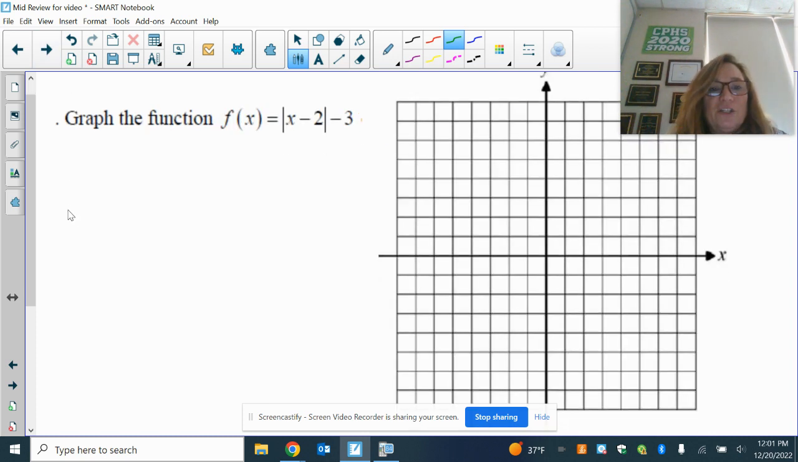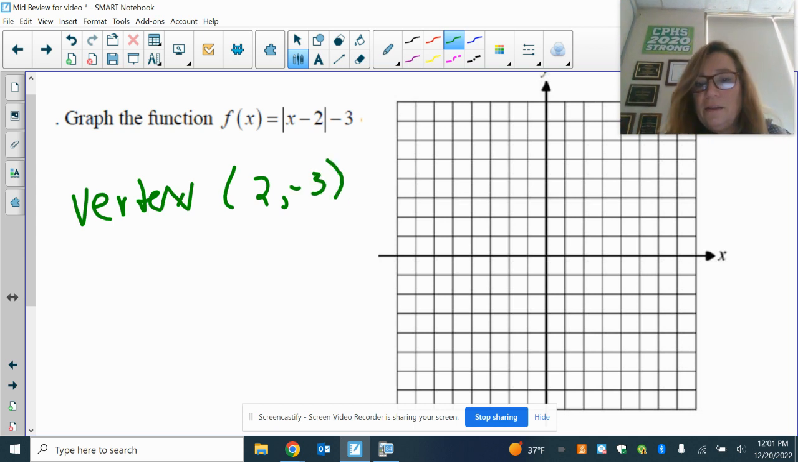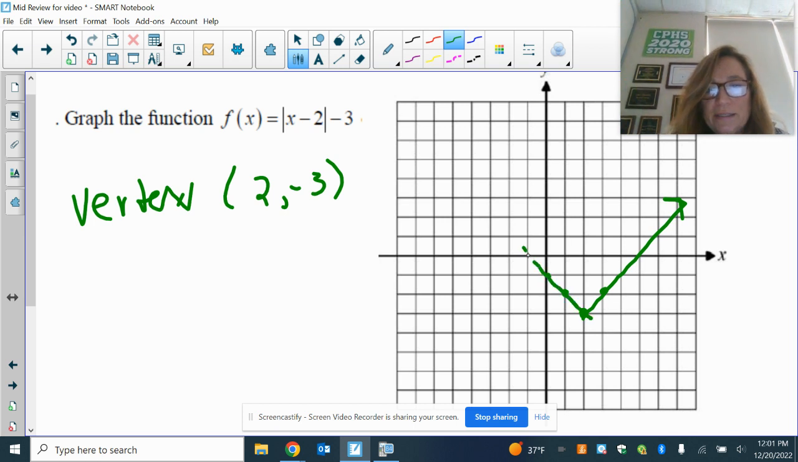Okay, graph the function f of x. Okay, so I know the vertex is going to be 2, negative 3, and I will show you on the calculator. So 2, negative 3. Try to be straight or use a ruler because it'll help. Okay, so that's the vertex.